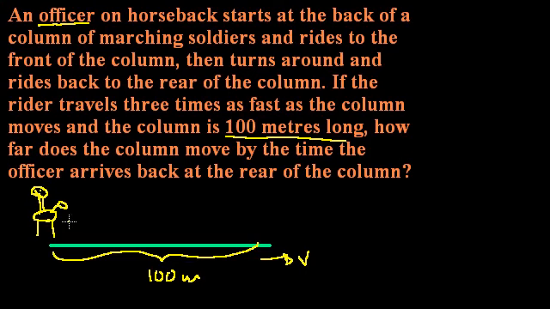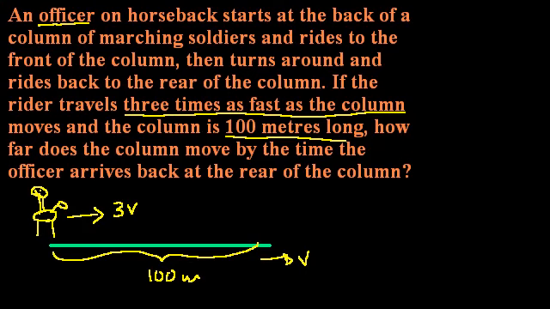And while the whole column is going forward with the velocity v, he's going to go to the front of it. Obviously, he can go faster because he's on a horse. And then he's going to go to the back. And they want to know how far this whole column moved, and how fast he is going. Let's see. If the rider travels 3 times as fast as the column, so if the column is traveling with the velocity v, he's going to be traveling with the velocity of 3v.